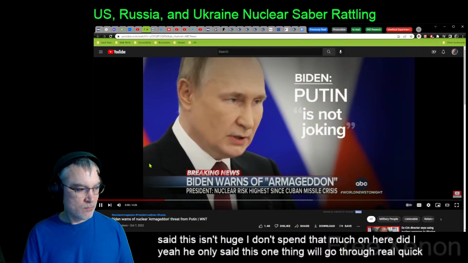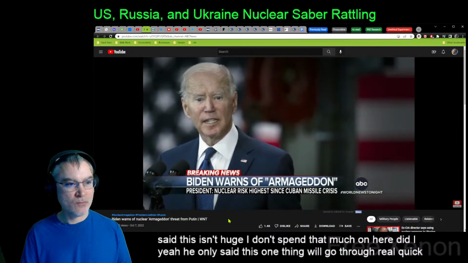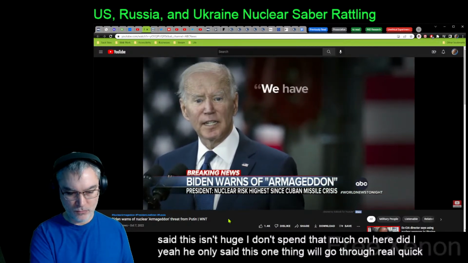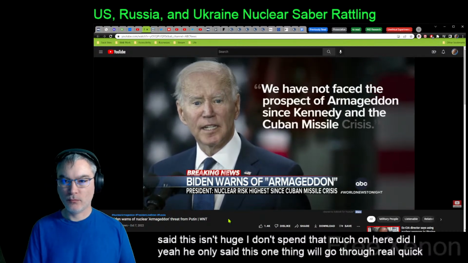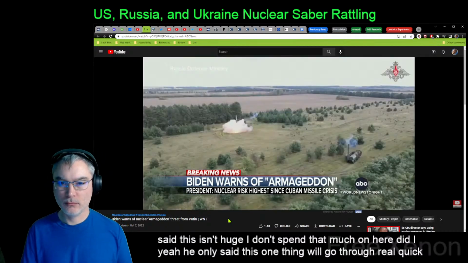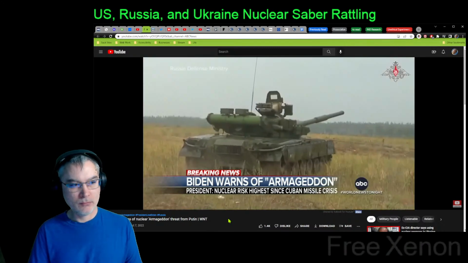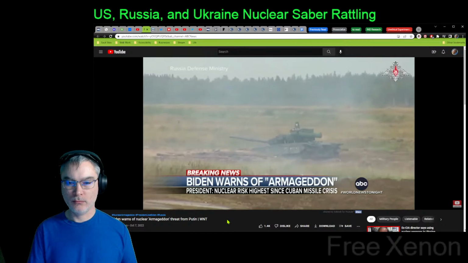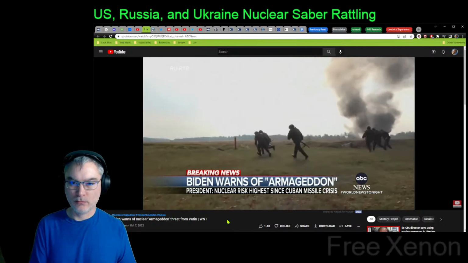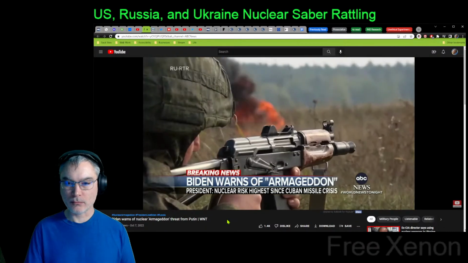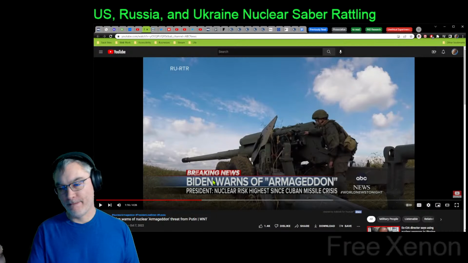He, quote, is not joking. No cameras allowed in the New York City fundraiser, but the White House confirming the president went on to say, quote, we have not faced the prospect of Armageddon since Kennedy and the Cuban Missile Crisis. The U.S. has repeatedly warned Russia that using nuclear weapons on the battlefield would trigger catastrophic consequences. President Biden also telling the crowd that Putin's army is, quote, significantly underperforming.